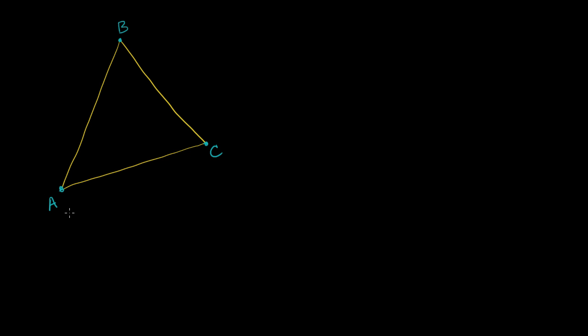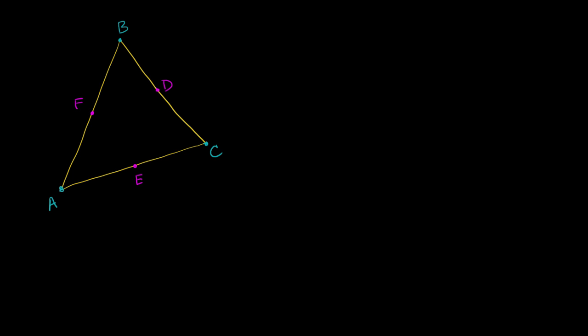So I've got an arbitrary triangle here. We'll call it triangle ABC. And what I want to do is look at the midpoints of each of the sides of ABC. So this is the midpoint of one of the sides, side BC. Let's call that point D. Let's call this midpoint E. And let's call this midpoint right over here F.